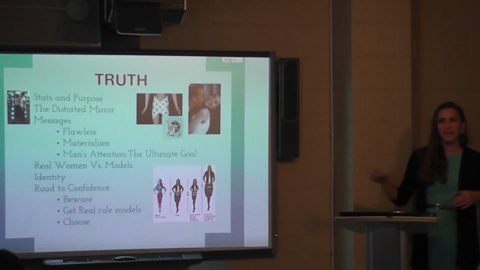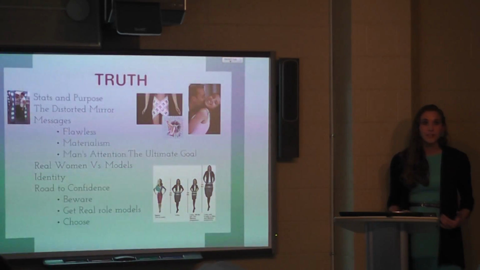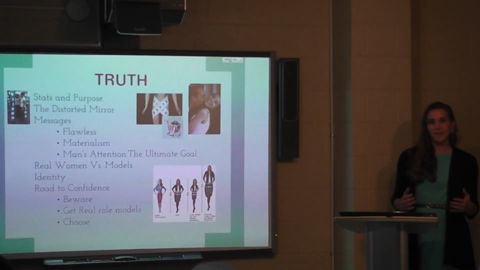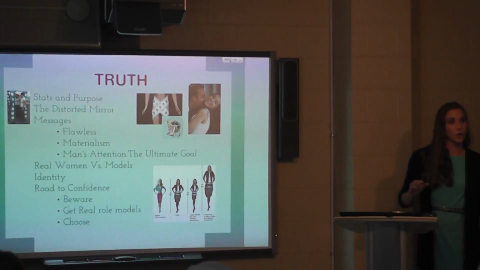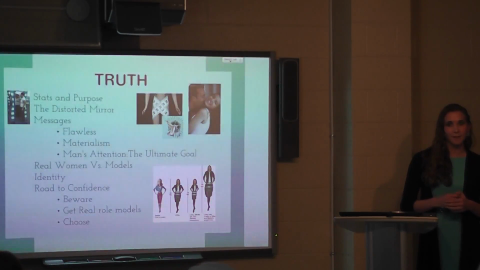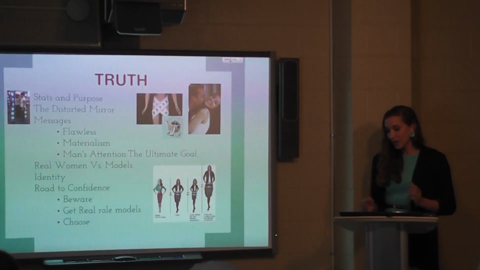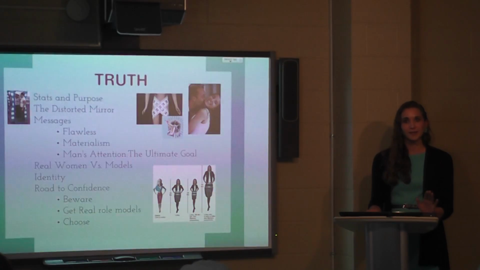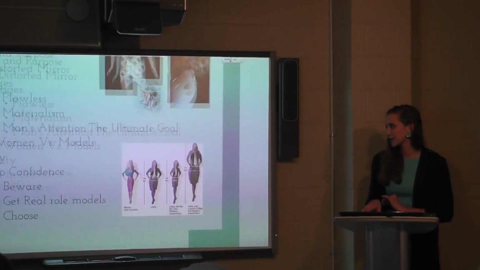They're receiving messages that they have to be flawless and thin, and that materialism through the right products will achieve that for them. And then ultimately that by becoming flawless and thin and with the right products, you can get a man's attention, which is seen as the ultimate goal. You see headlines in magazines all the time, 5 ways to make him want you, or whatever you see. The really interesting thing, and the girls found this part most interesting too, I did the pilot study on 6 adolescent girls ages 12 to 14, so they were 6th through 8th grade girls.